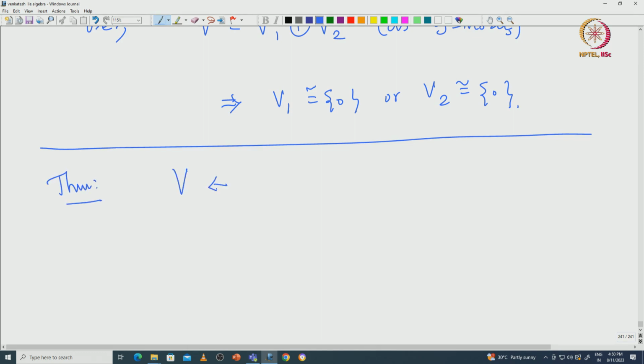Let us say V is a finite dimensional G module. Then the claim is V can be written as a direct sum of indecomposable G modules. So, how does one do that? If V is one dimensional, then there is nothing to prove. To begin with, if V is indecomposable, then we do not need to worry. If V is indecomposable, then we are done.